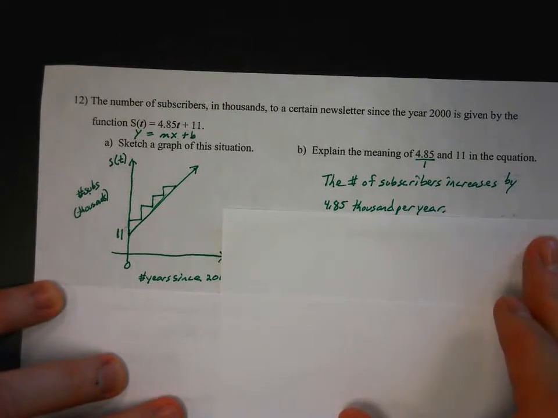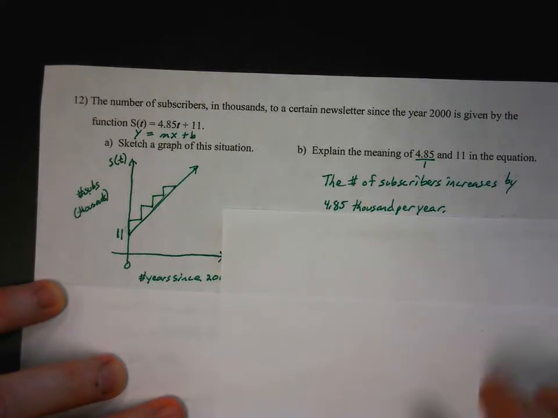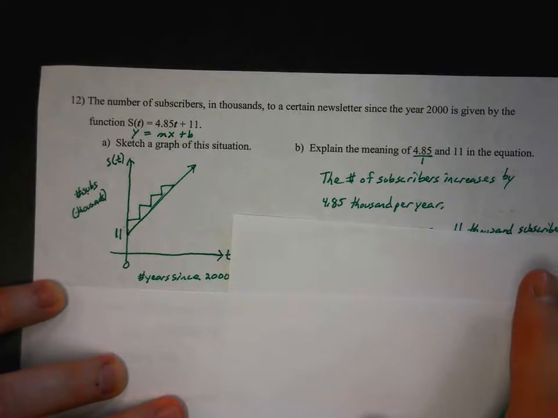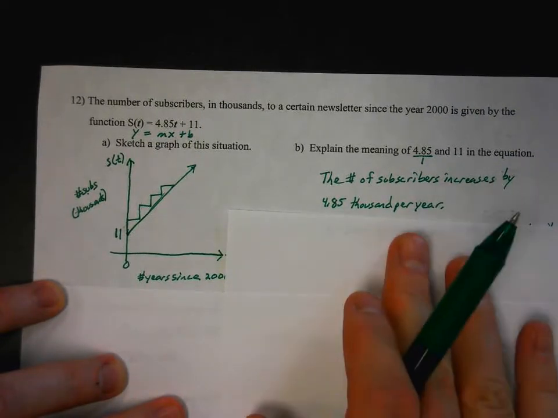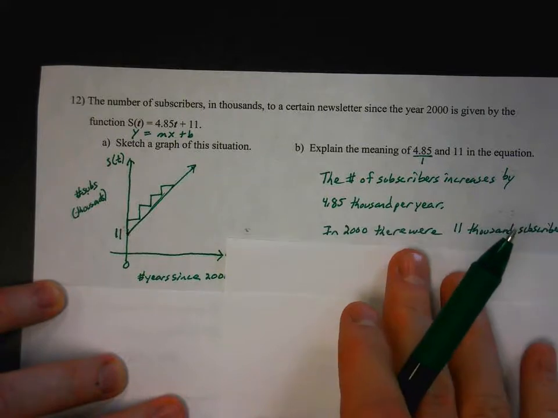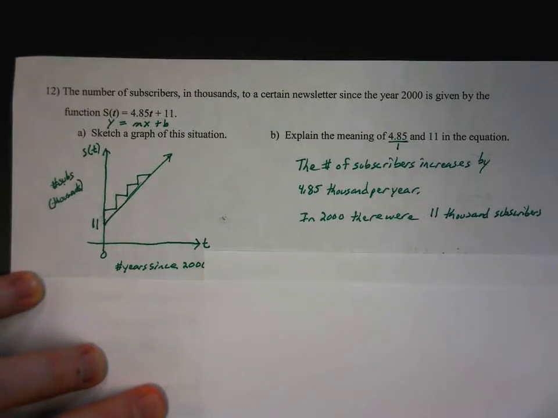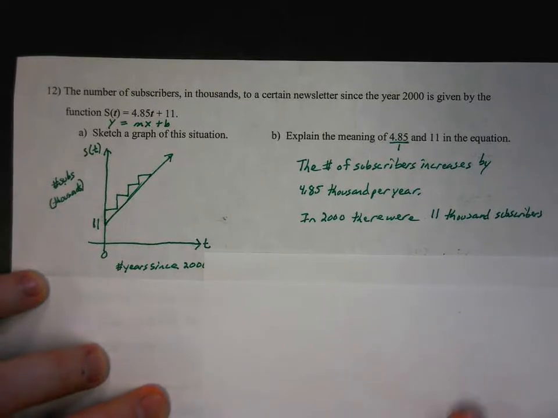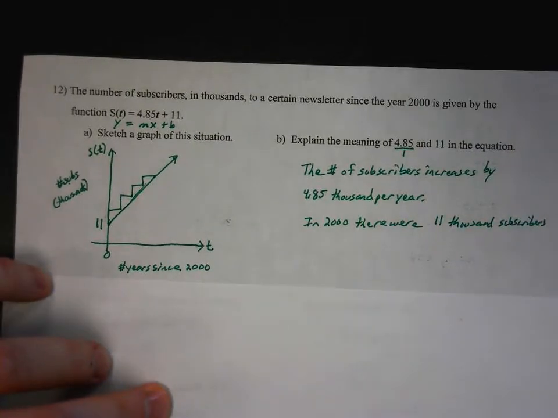The 11, that's your y-intercept. But again, that doesn't explain what it means in the context of the question. The 11 occurs when the input is 0. Remember, the y-intercept always occurs when the input is 0, which means in the year 2000, there were 11,000 subscribers.